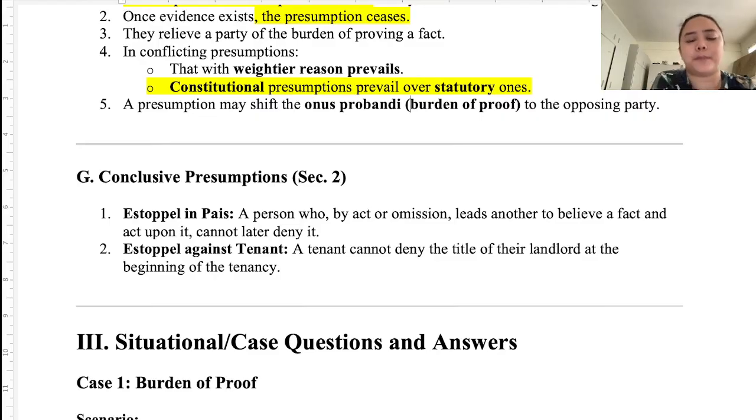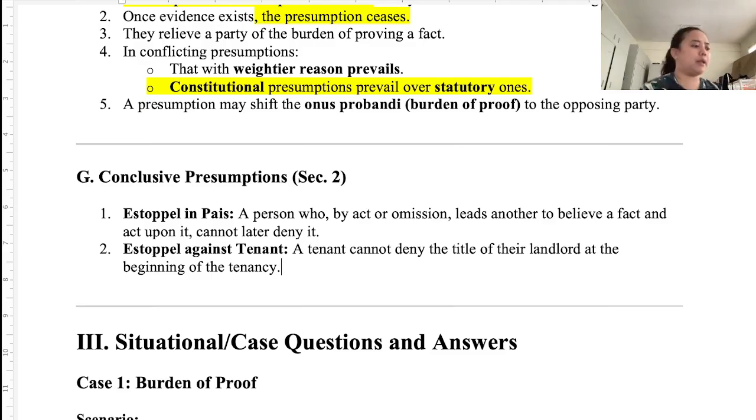Estoppel in pais: a person who by act or omission leads another to believe a fact and act upon it cannot later deny it. Estoppel against tenant: a tenant cannot deny the title of their landlord at the beginning of the tenancy. So, amo na yung mga estoppel, hindi mo na siya pwede makontest. Kaya conclusive na ni siya nga presumption.